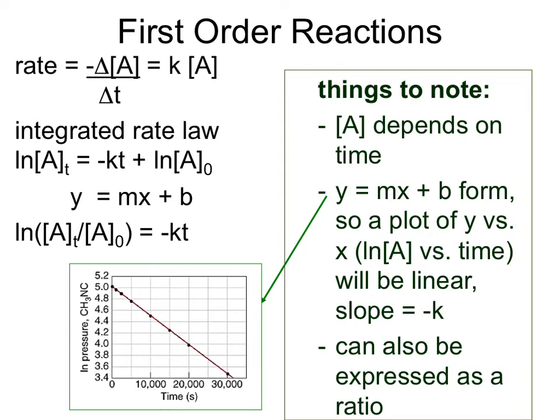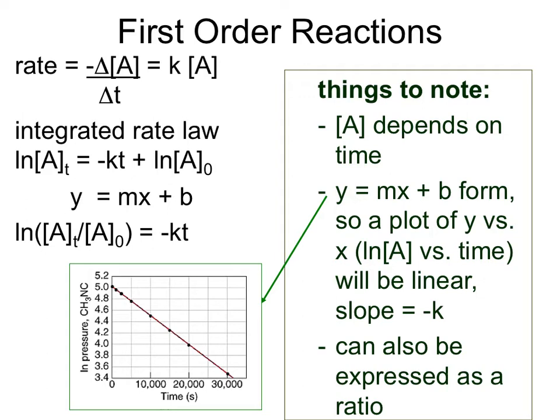Okay, also another thing to notice is that if we relate this equation to our y equals mx plus b equation, we can see that our y would correspond to the ln of our concentration of A. Our slope is going to be related to the negative value of our reaction constant, and of course our b value is related to ln of A initial.